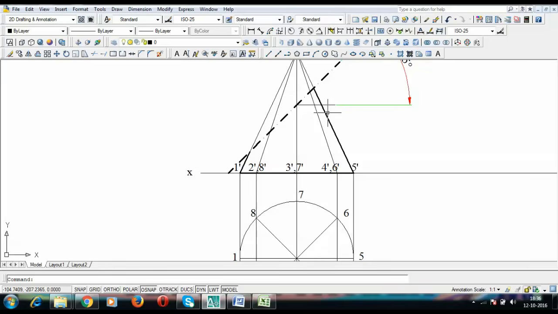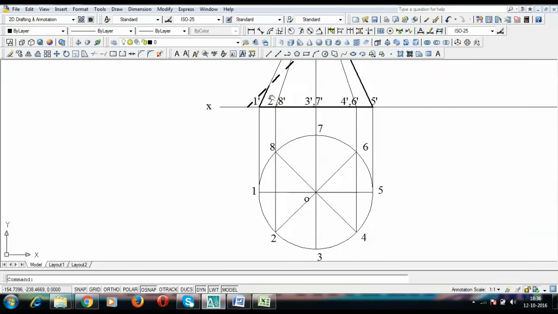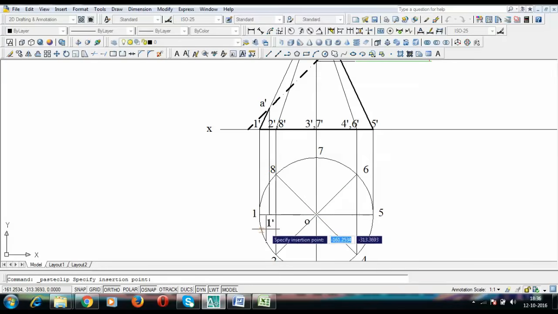I mean the points where the cutting plane has intersected the generators of this cone. Okay, so one point is over here, that is in the line O dash 1 dash. So I'm going to write over here, this is 1 dash. This is going to be A dash. All right, second thing, its top view. The top view of A dash is going to lie somewhere here. So this is going to be A, its corresponding top view.